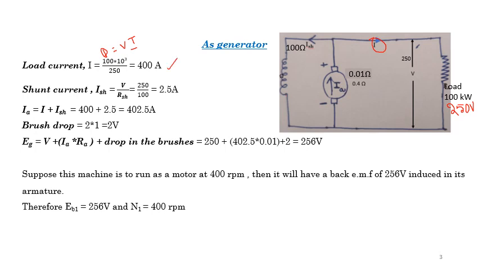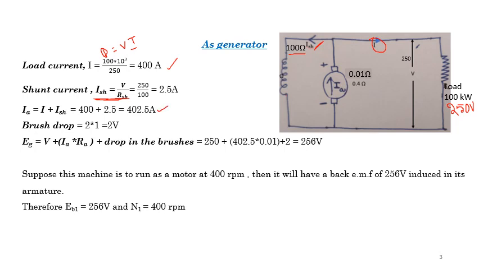Next, after calculating the current flowing through the load, let us find out ISH, the shunt current. How do we find it? Shunt current ISH is equal to V by RSH. You already know this. V is given, which is 250 volts. RSH is given, which is 100 ohms. So you can easily find the shunt current. Next, we have to find the armature current. You already know IA is equal to I plus ISH. ISH you have calculated, I you have calculated, so you can easily calculate IA. That is what we have done in the third step.